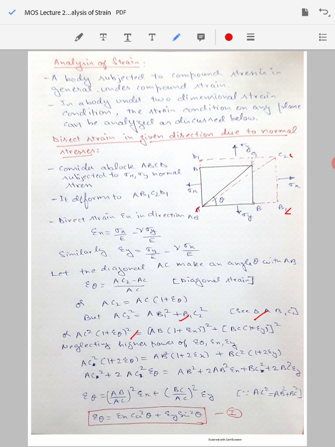So we substitute this value over here and we simplify it. We will open this. 1 plus epsilon theta whole square will become 1 plus 2 epsilon theta plus epsilon theta square, and similarly 1 plus epsilon x whole square and 1 plus epsilon y whole square.